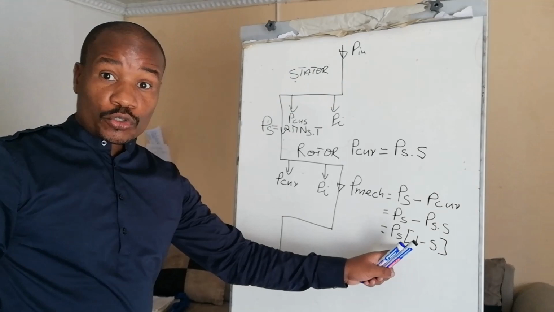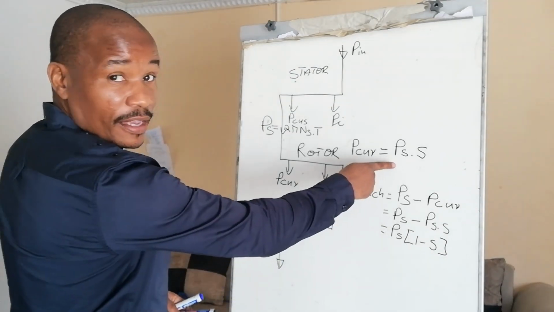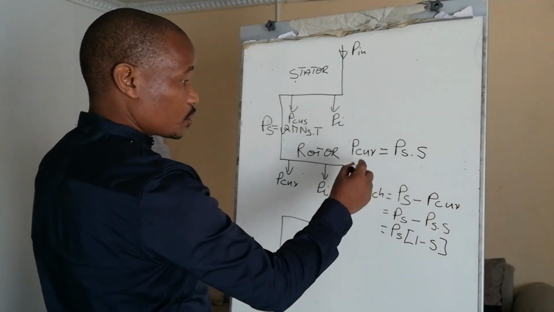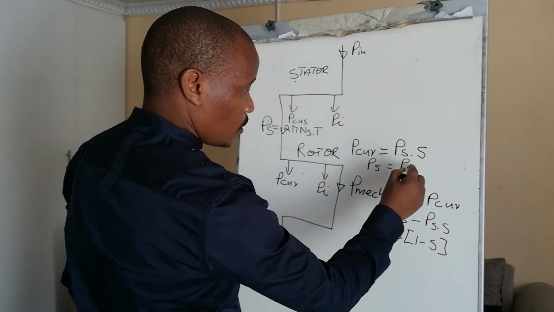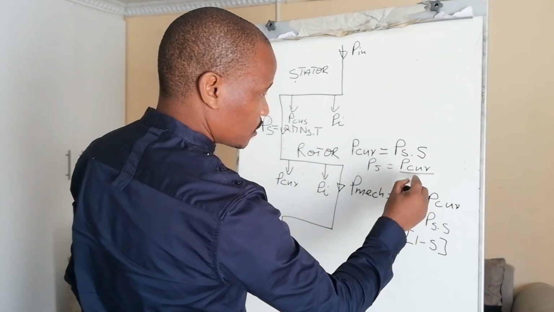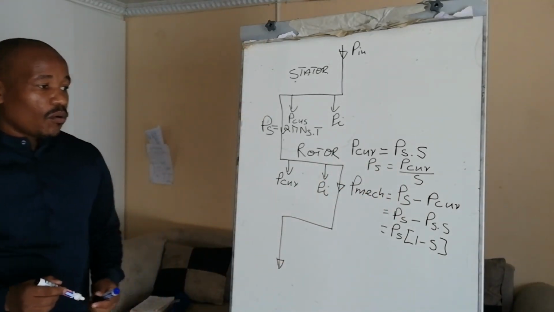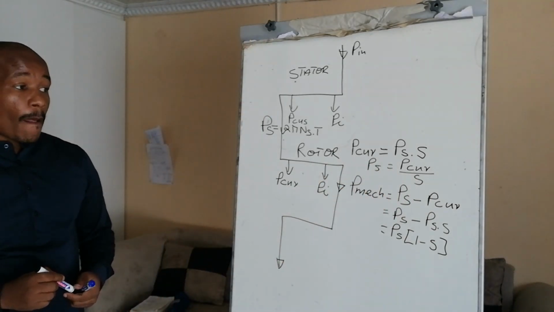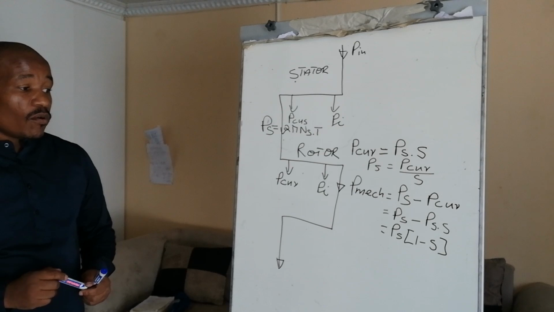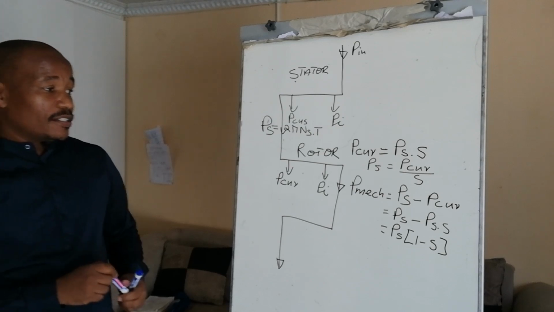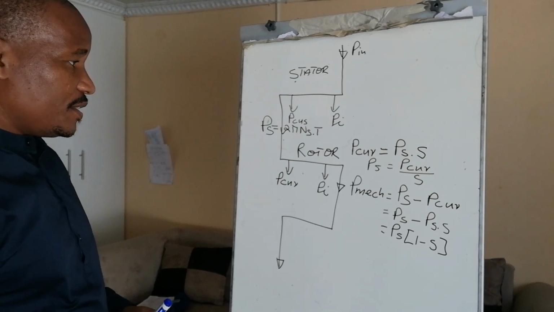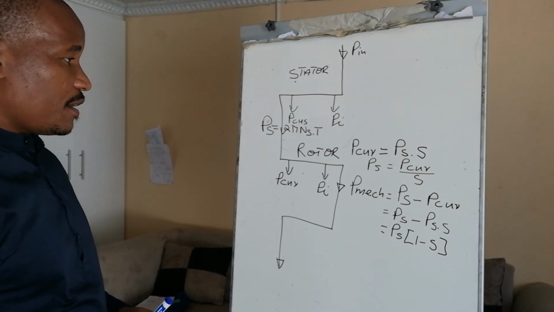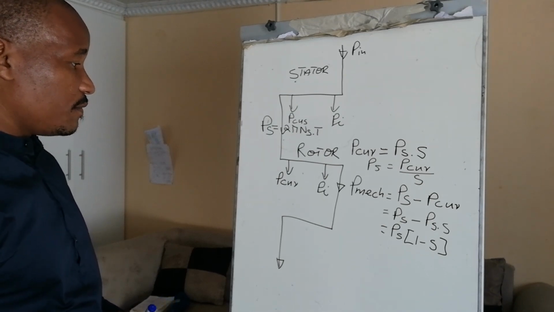We can further deduce this as well. From here, we can also say the synchronous power is equal to the rotor copper losses over the slip. And for now, let's leave it there.